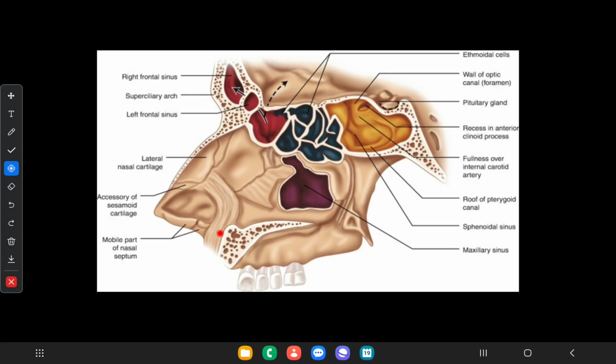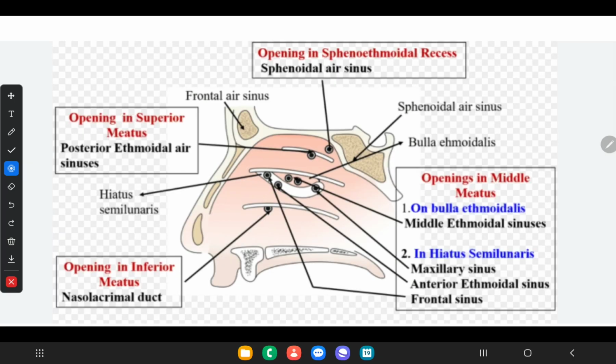Those are the clinical correlations with regards to the maxillary sinus. So that's all about the four paranasal sinuses: frontal air sinus, maxillary sinus, ethmoidal and sphenoidal air sinus. I forgot to show you the opening of the sphenoidal air sinus. Here is the sphenoid air sinus. This is the posterior, this is the superior meatus. So from the opening at the sphenoethmoidal recess, the sphenoidal air sinus opens into the superior meatus.